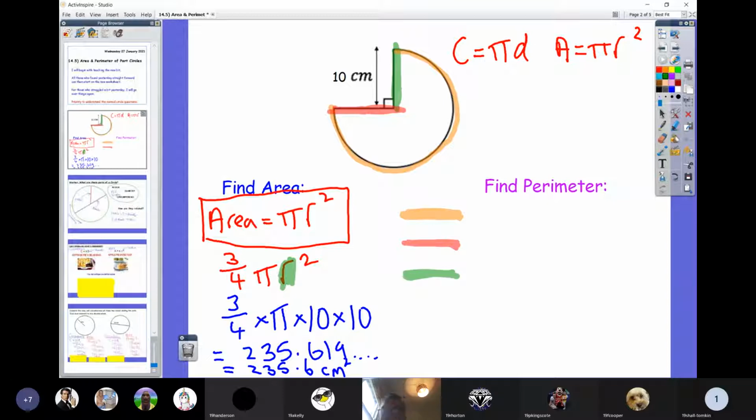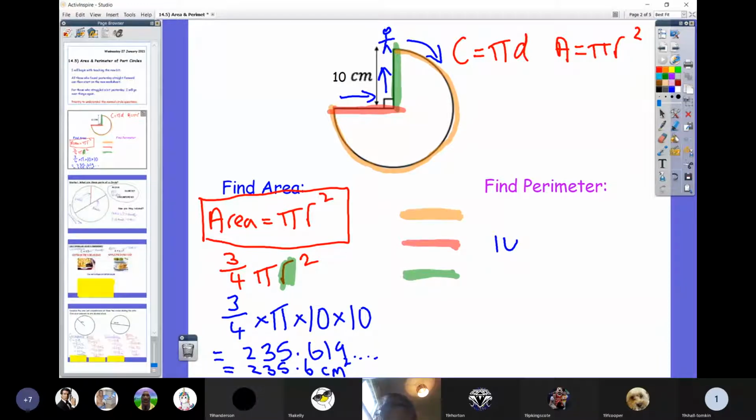So I need you all to appreciate that if you were running around that shape and you started at the top, as you run round, you first of all run around the orange bit, then the red bit, then the green bit. So we've got to add those 3 lengths together. Now let's get the 2 easy ones done first of all. Of course, the red one's just 10 centimeters and the green one's 10 centimeters. So you must remember to add those bits on.